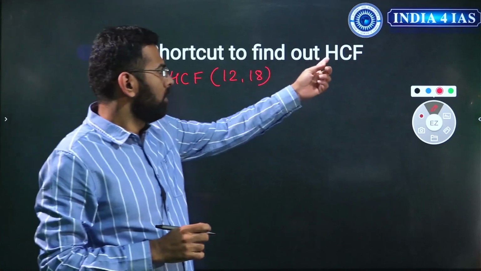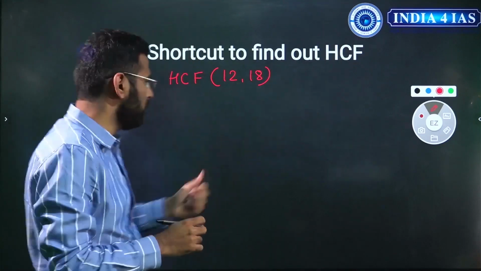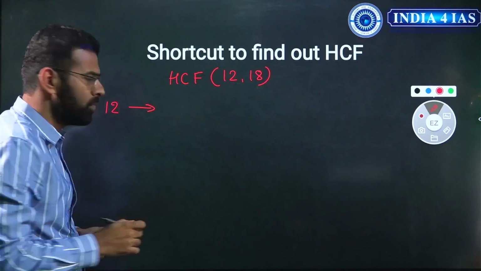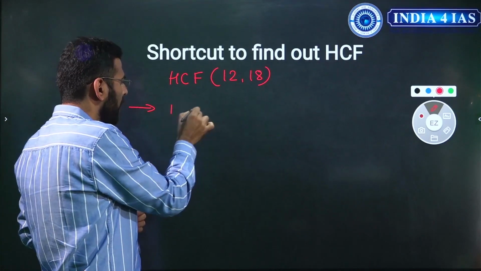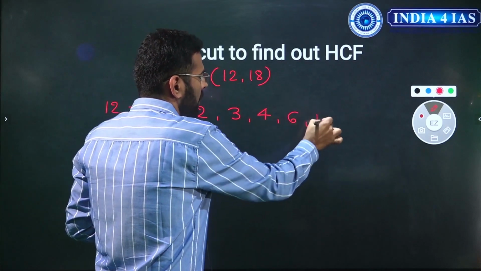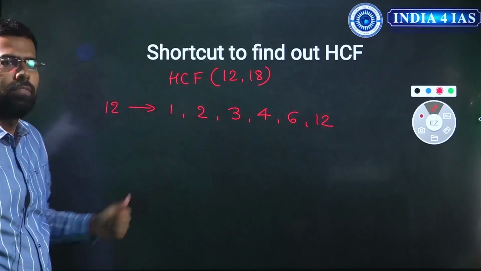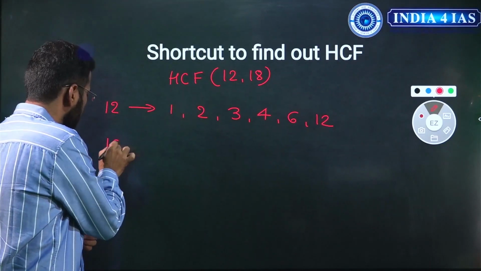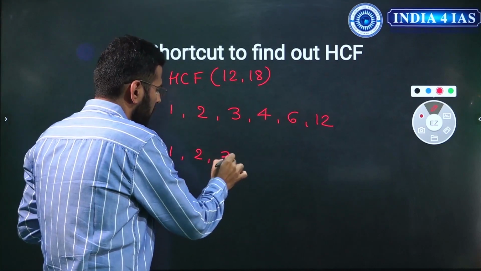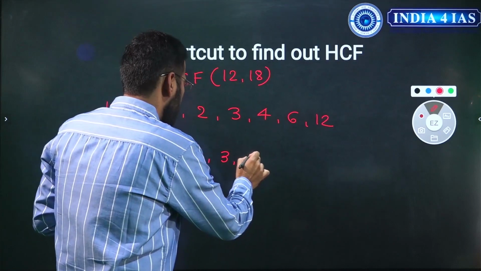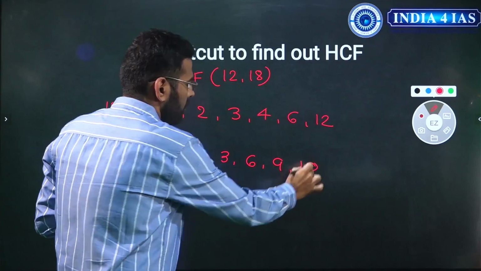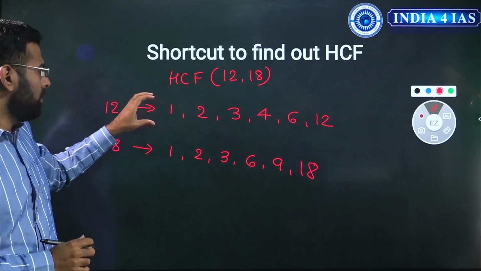You have to first find out the common factors between these two numbers. So what are the factors of 12? Starting from 1, the factors of 12 are 1, 2, 3, 4, 6 and 12. What are the factors of 18? 1, 2, 3, 6, 9 and 18. Correct. Now, these are the factors of 12 and 18.